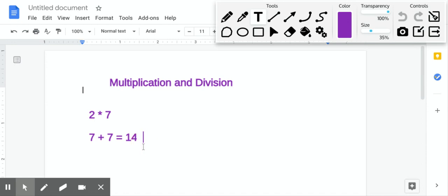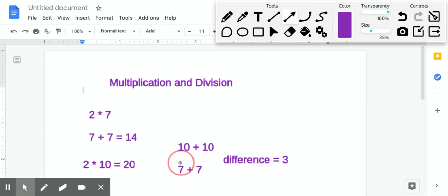So instead of counting by twos, you can count by the bigger number. So another way to do this would be 2 times 10. 2 times 10 is a lot easier than doing 2 times 7. 2 times 10 is 20. Now, we basically added 10 plus 10, but we need to add 7 plus 7. So you can see that the difference between 10 and 7 is 3, and that happens twice. That happens once here and once here.